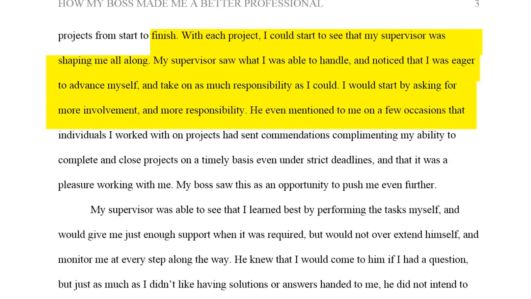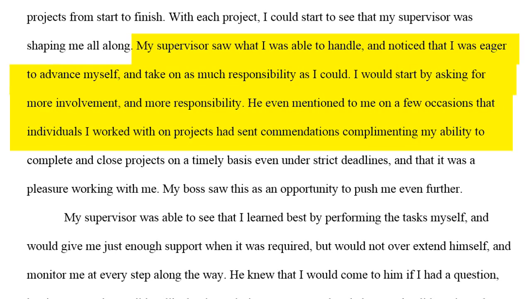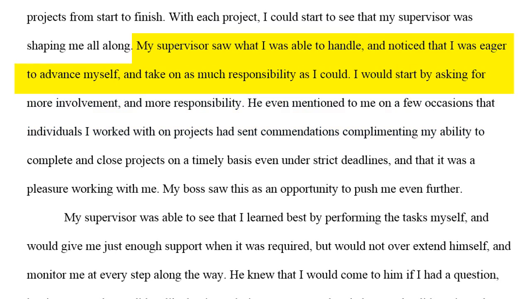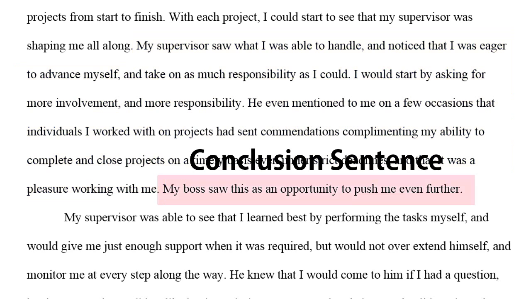My supervisor saw what I was able to handle and noticed that I was eager to advance myself and take on as much responsibility as I could. I would start by asking for more involvement and more responsibility. He even mentioned to me on a few occasions that individuals I worked with on projects had sent commendations complimenting my ability to complete and close projects on a timely basis, even under strict deadlines, and that it was a pleasure working with me. My boss saw this as an opportunity to push me even further.